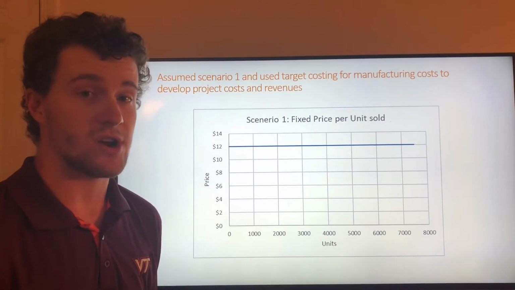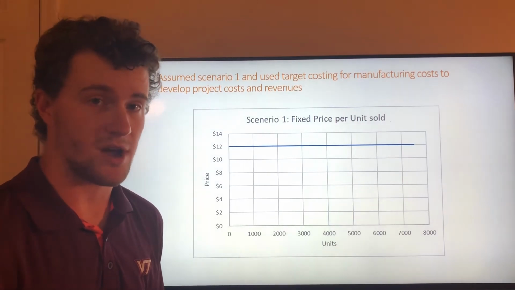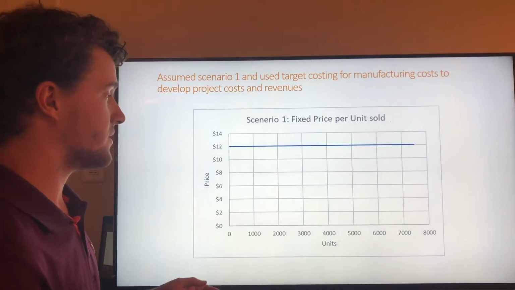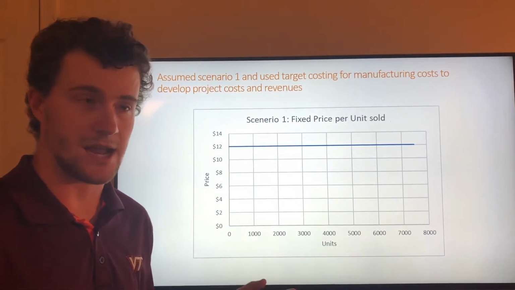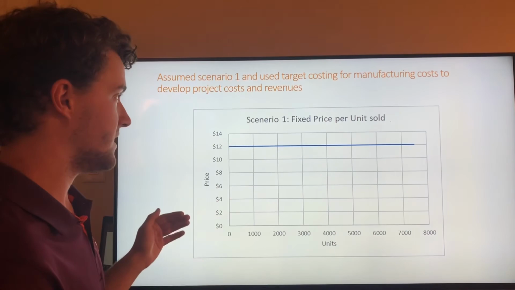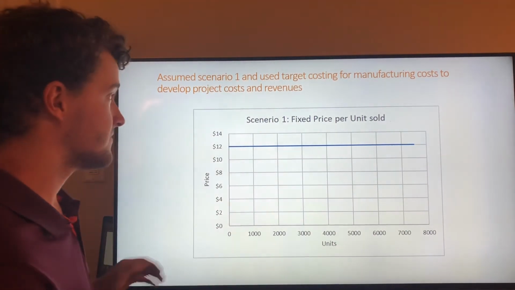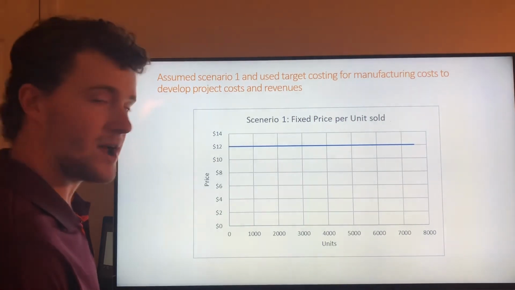Economics are also a very key part of designing and producing a product. The ACSD team decided to go with scenario 1 when it comes to economics, which involves a constant price even as demand increases, which is set at around $12.